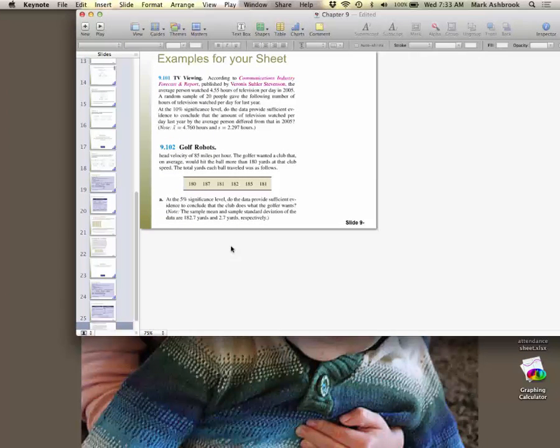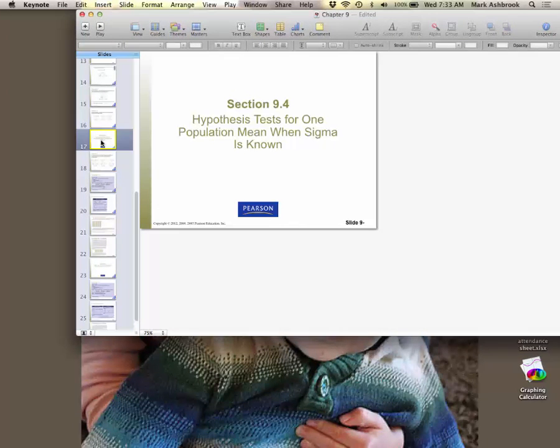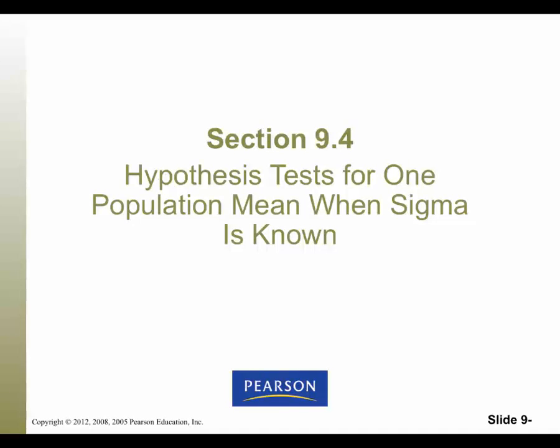Okay, we made it. So we are talking about hypothesis testing. And just like with confidence intervals, the first thing we look at is when sigma, the population standard deviation, is known. Okay, because it's a place to start.